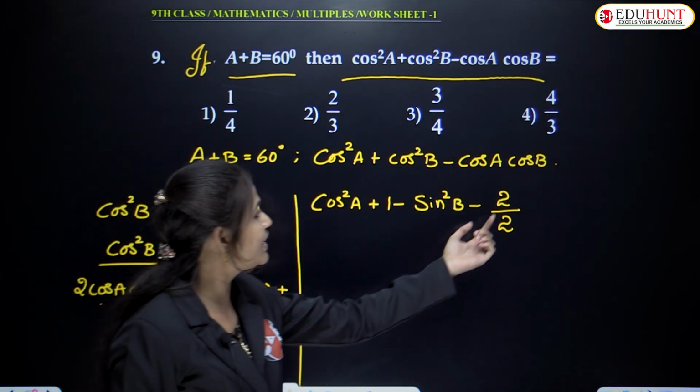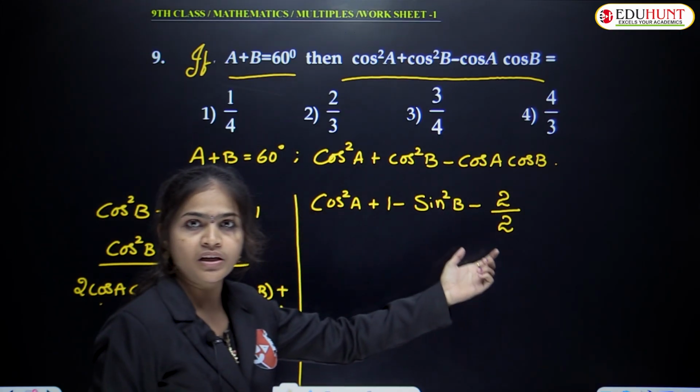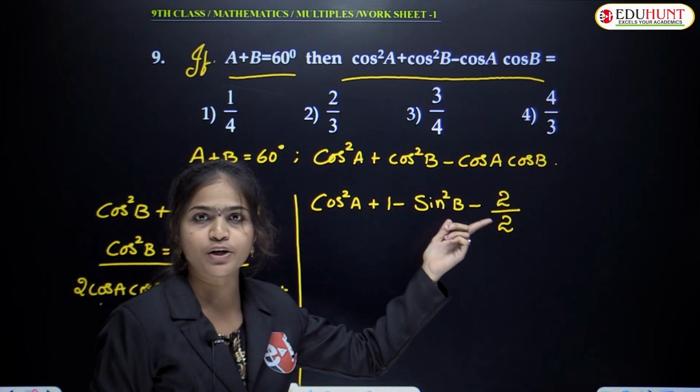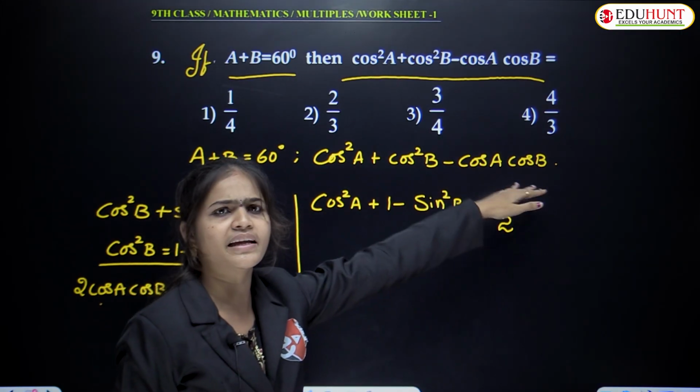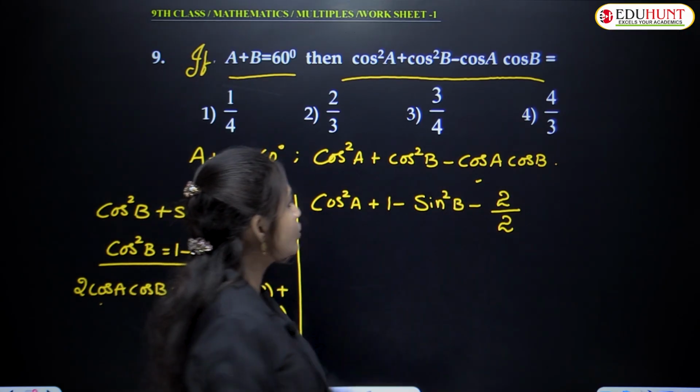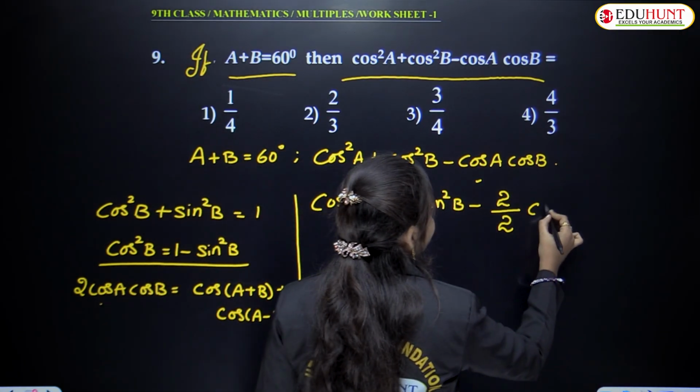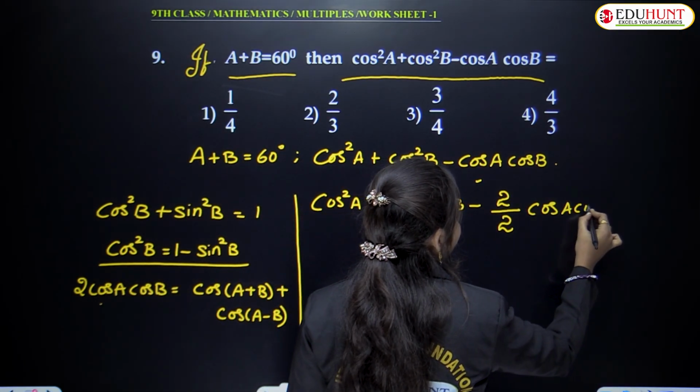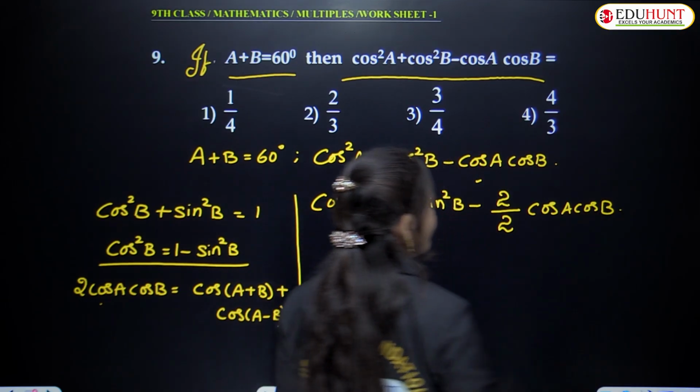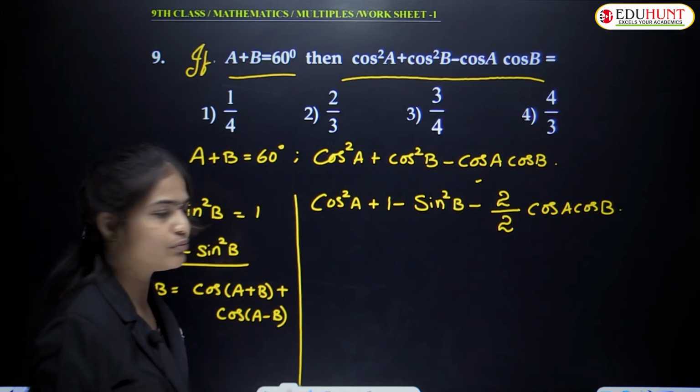For that adjustment we are writing 2 by 2. Again 2 by 2 we will get as 1 only, no? So 1 into cos a cos b, we again get the same thing. Okay, so that's why here 2 by 2 cos a cos b. There is no problem with that, right? 2 by 2 means again 1.